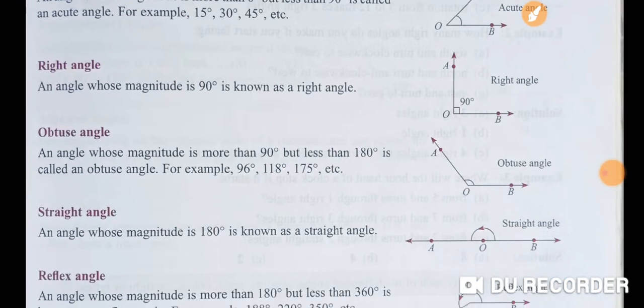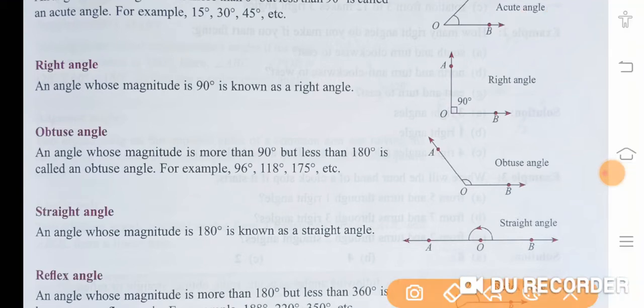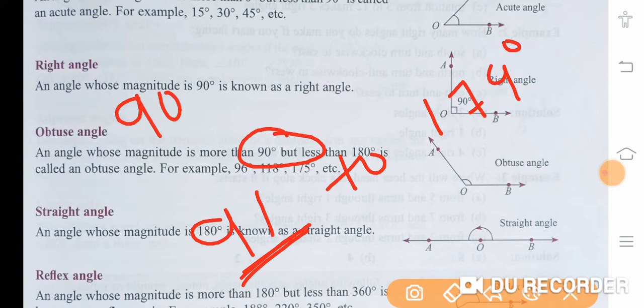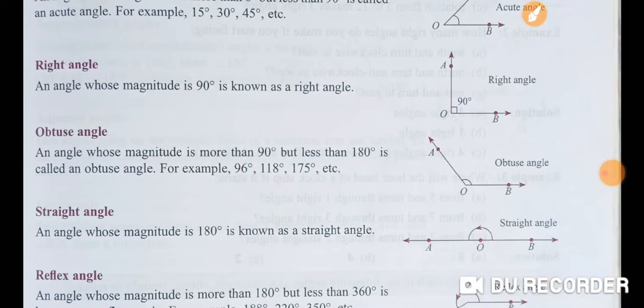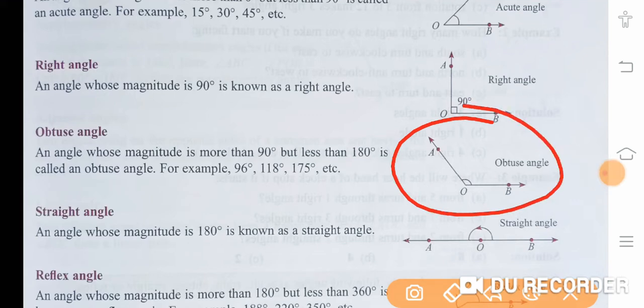Next one is obtuse angle. An angle whose magnitude is more than 90 but less than 180. Means from 91 to 179 degree. Okay, see, my dear students, for more than 90, you can't tell 91 only. From 90.12, it means it should be more than 90 and less than 180. Such an angle is said to be obtuse angle. Okay, my dear. So this is the figure of the obtuse angle.